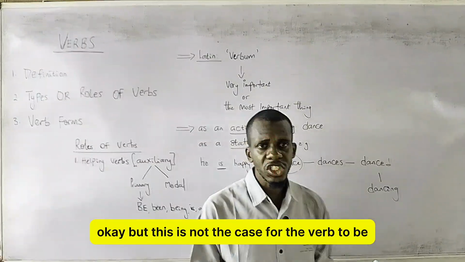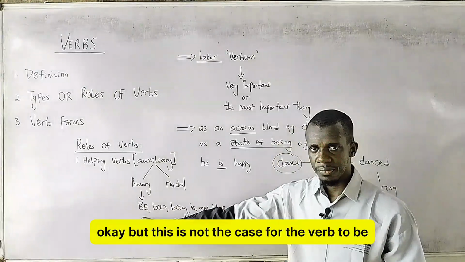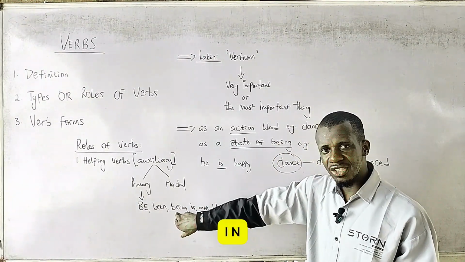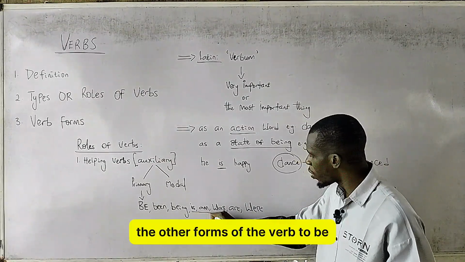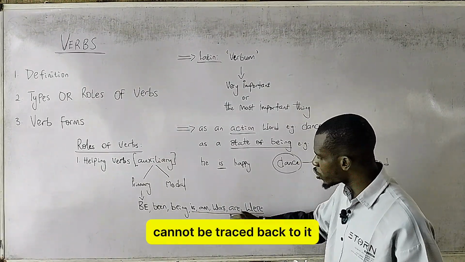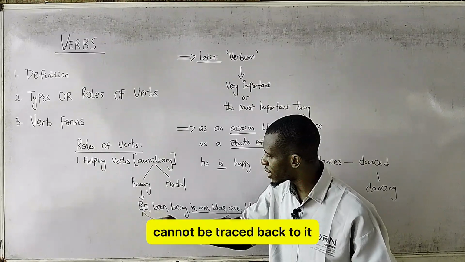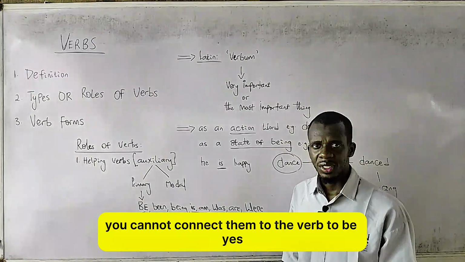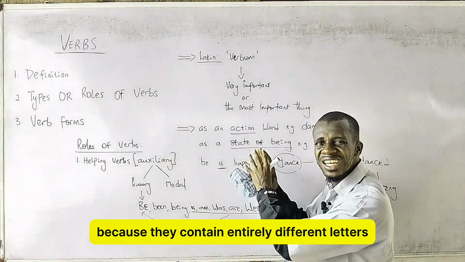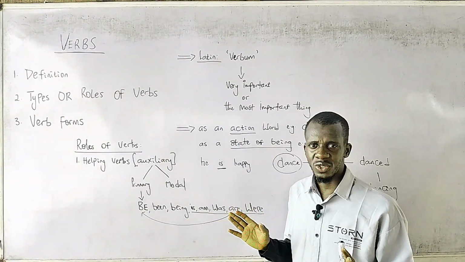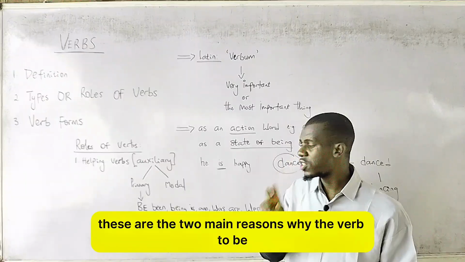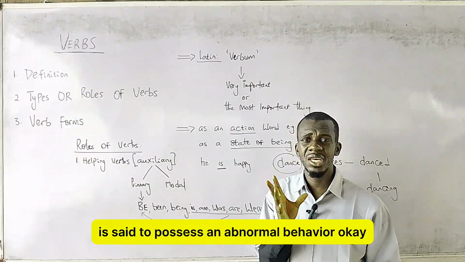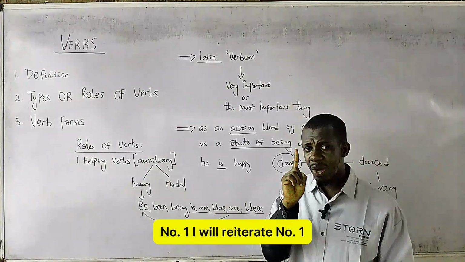Okay? But this is not the case for the verb to be. Apart from been, B-E-E-N, and being, B-E-I-N-G, the other forms of the verb to be cannot be traced back to it. That is what we are saying. You cannot connect them to the verb to be, because they contain entirely different letters. Do you see that now? So these are the two main reasons why the verb to be is said to possess an abnormal behavior. Okay, number one, I will reiterate.